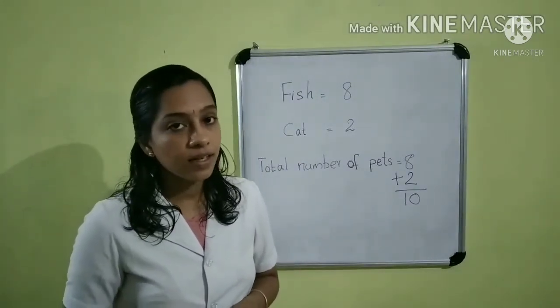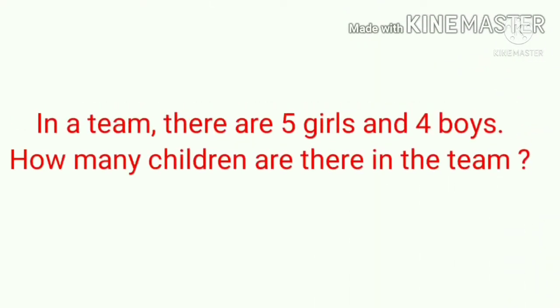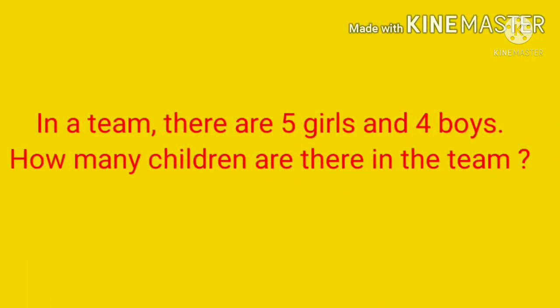Is it clear? Okay. Our next question. In a team, there are 5 girls and 4 boys. How many children are there in the team? Here, we have to find out the total number of children in the team. We can see there are 5 girls and 4 boys. Now, we have to add the number of girls and number of boys.